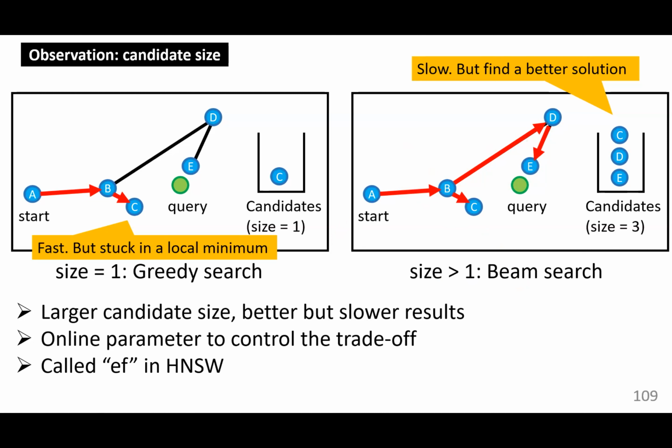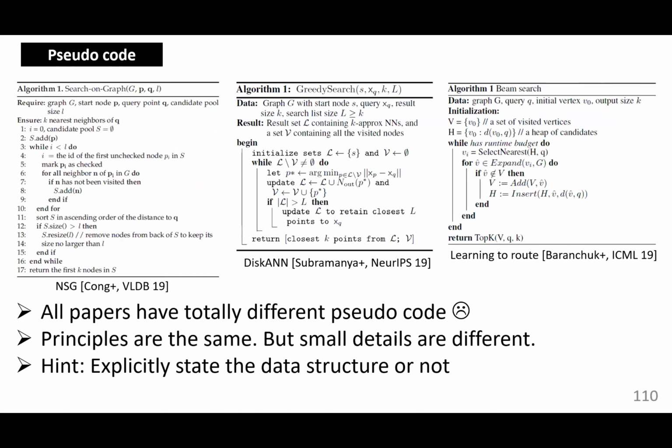And the important thing is this is called the EF parameter in HNSW. If you have already used HNSW, the name of the parameter is kind of not intuitive, right? But the thing is, it's just the size. Okay. Then pseudocode. That is my favorite slide.